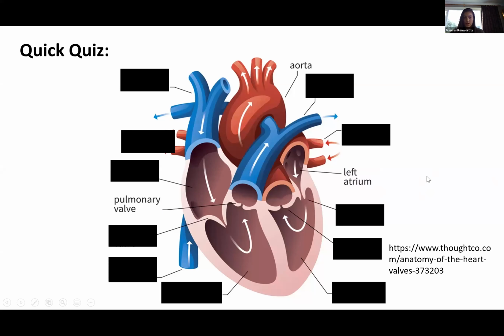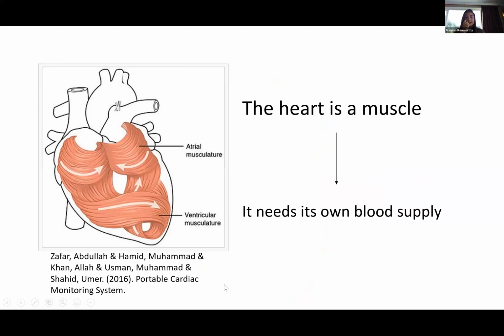Go on to the next slide. There we go. So as I said before, the heart's a muscle, so it needs its own blood supply. Obviously the aorta is going to the rest of the body, so it needs its own vessels to carry the blood, which will supply it with the oxygen and the glucose that it needs to respire to be able to pump that blood all around the body.